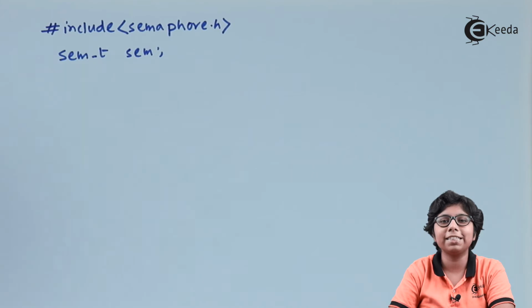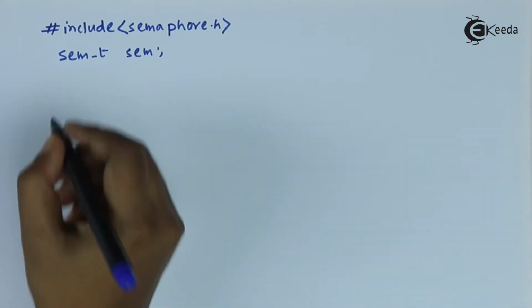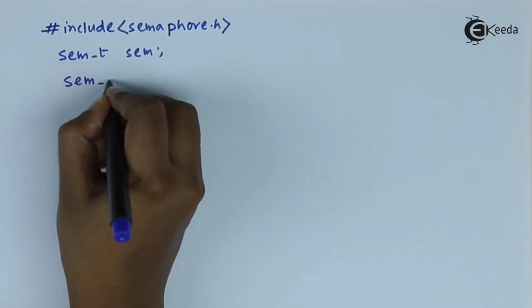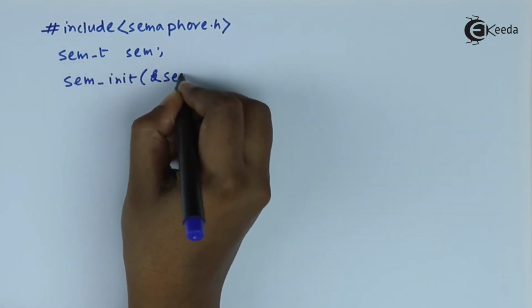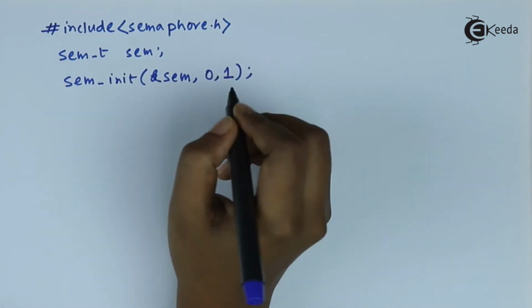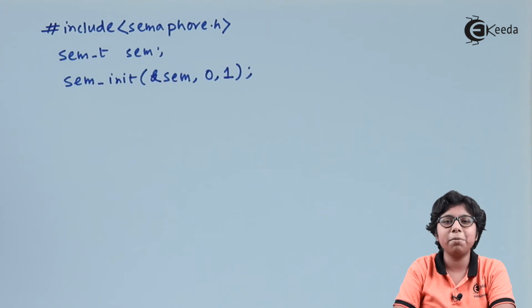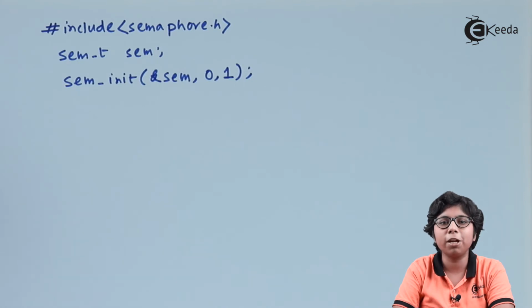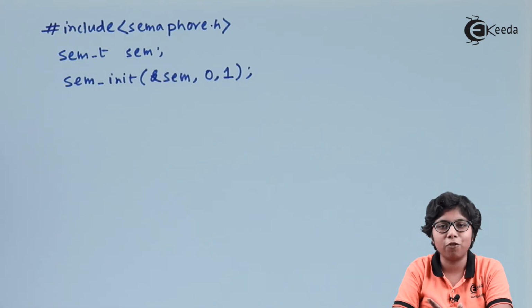First, we are declaring a variable of type sem_t, the data type used for semaphores in pthreads. Now we are using the sem_init function to create the actual semaphore. Three parameters are passed to this sem_init function. The first is the pointer to the semaphore, the next indicates the level of sharing, and the third is the initialization value of the semaphore.